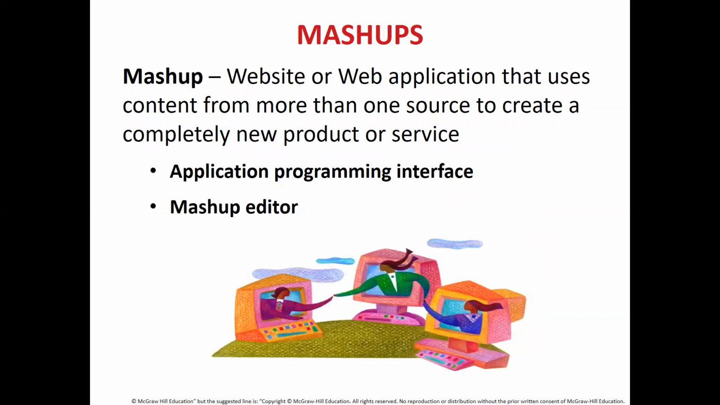Mashup: a website or web application that uses content from more than one source to create a completely new product or service. Now, how do they do it? They use an application programming interface. An application programming interface is just a set of routines, protocols, and tools for building software applications. So with the use of an API, you are able to take elements from different websites and put them together and come up with a new product or service. Or another thing you can use is a mashup editor. It does the same work as the API.